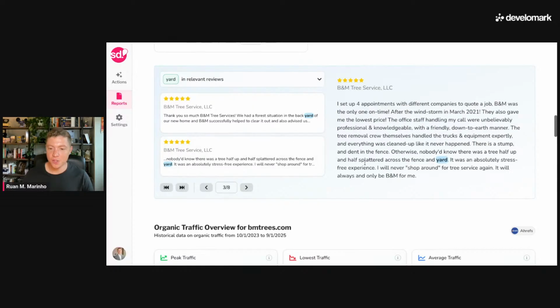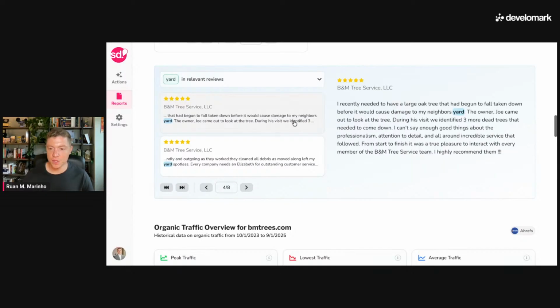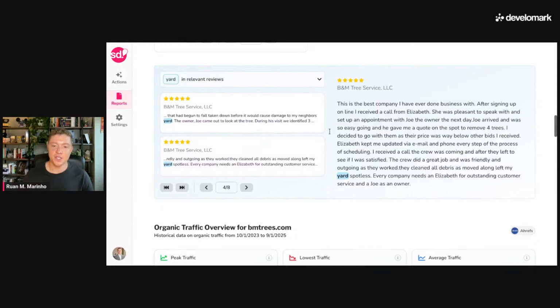Otherwise, nobody knew there was a tree hop. Okay, yeah, so it looks like yard cleanup, really making the yard look like it was brand new and there was never trees on the ground, which is really, really good. So I could take a look at this data and really look at it. I'm going to take 3 quotes directly from the reviews about the yard, and I'm going to make sure that I highlight that in their marketing so that homeowners know that other homeowners have experienced that they have a really solid solution for yard cleanup.